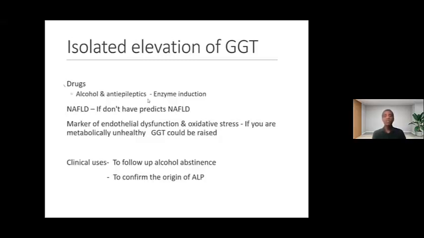And the other thing is to confirm the origin of the ALP. You remember the case which I discussed, where the patient had isolated high alkaline phosphatase. To confirm whether it comes from the liver or any other extrahepatic causes, you can do the gamma GT, because if both gamma GT and ALP are elevated, it is probably due to liver disease, not the other reasons.